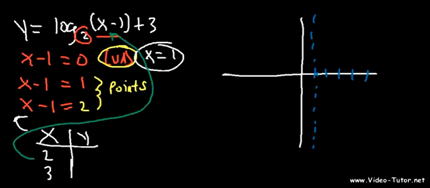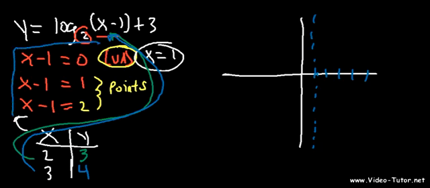2 minus 1 is 1. Log 1, regardless of what the base is, is 0. And then 0 plus 3 is 3. Now let's say we plug in 3 for x. 3 minus 1 is 2. Log base 2 of 2, because the 2's are the same, they cancel, it's just 1. Then 1 plus 3 is 4. If you always do it this way, you're going to make graphing logs a lot easier.